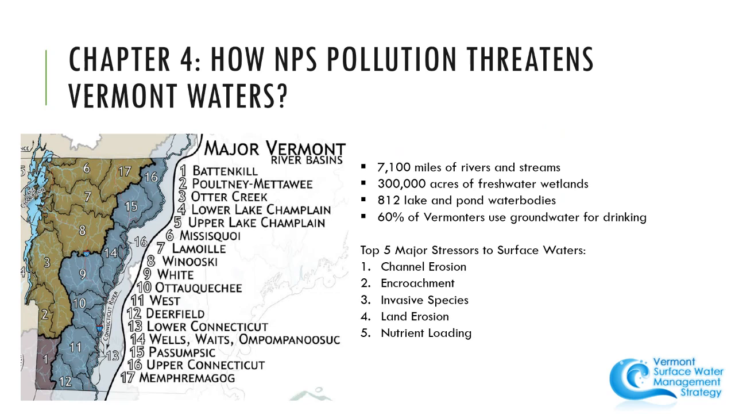Some of those waters are in really great shape, and some of them are not, and they're impaired by various different pollutants. According to the Vermont Surface Water Management Strategy, which is another document that we refer to in this document, but if you're interested in that, I encourage you to take a look at that document as well. It talks about the 5 major stressors. Well, I think there's actually 10. There's 10 stressors to Vermont surface waters.